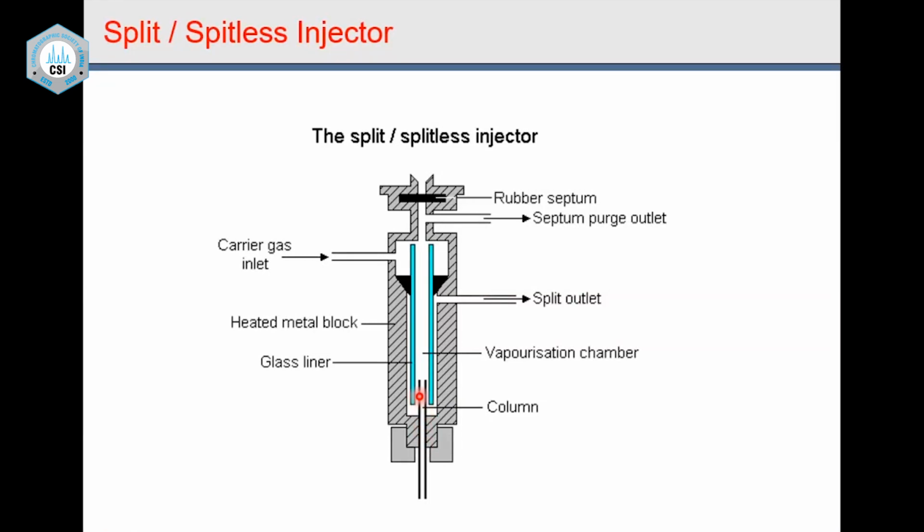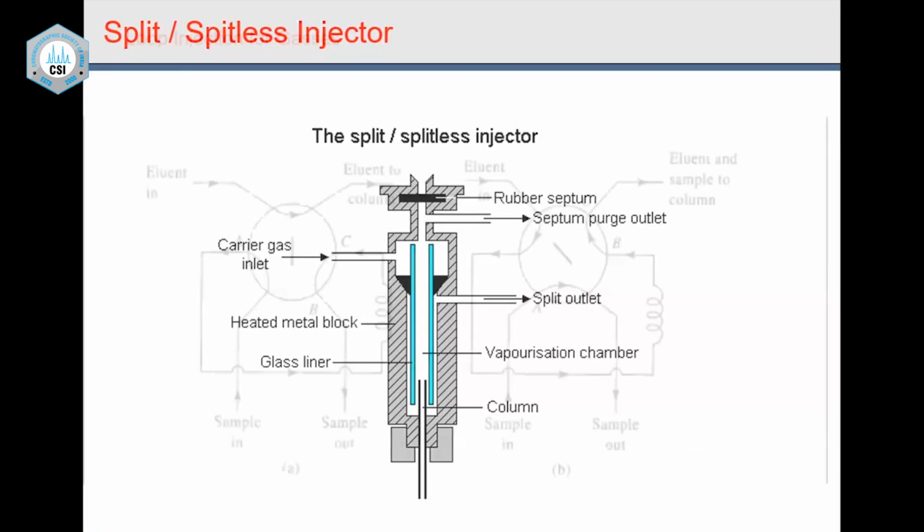Now there is one other way. If the sample concentration is very low to begin with, then you can have a splitless injection so that the entire sample goes onto the column. So the injection port can be operated in split mode or splitless mode. Splitless mode is used when sample concentration is low. Split mode is used when sample concentration is high.